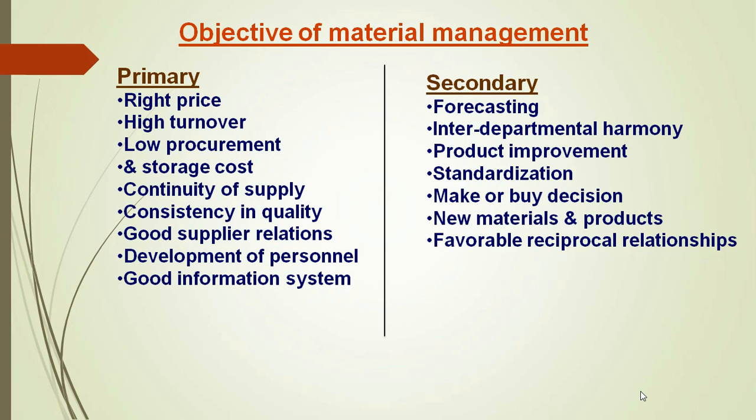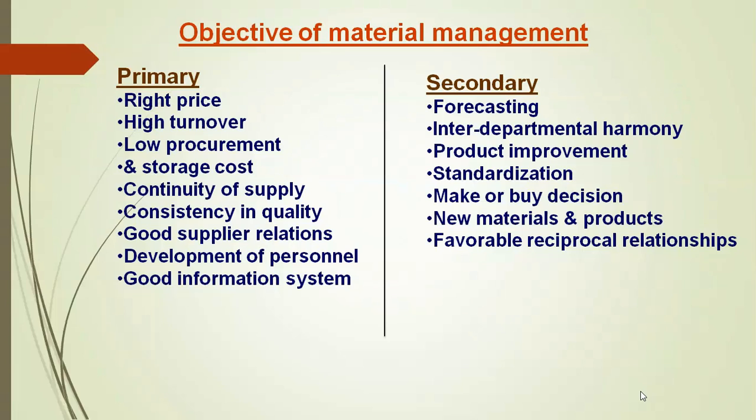Now there are two kinds of objectives of material management. First is the primary and second is the secondary. In the primary objective of material management, it should be at right price, right turnover, low procurement and storage cost. Continuity of supply should be maintained. Consistency in the quality also has to be maintained. Then good supplier or good customer relationship has to be maintained. Then development of personnel and good information system.